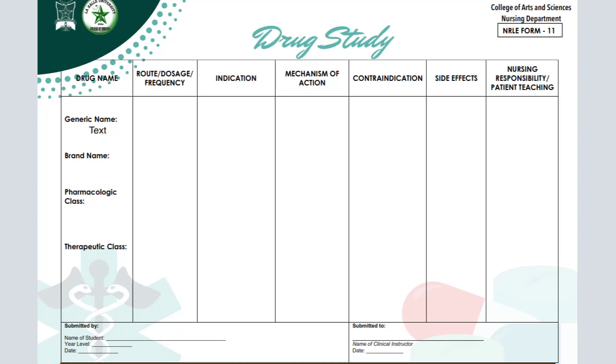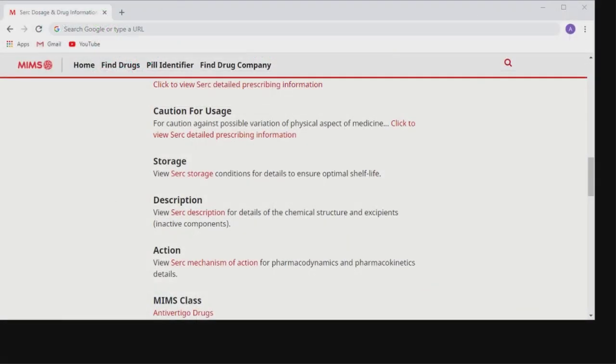So, I said earlier that supposedly the nursing responsibility and patient teaching can be separated, but the form we follow is just one. Okay, so we will stick to that form. So this is the form we will use. In here, this is MIMS.com. Okay, so I'm there.